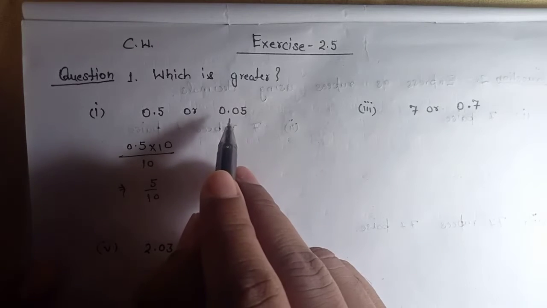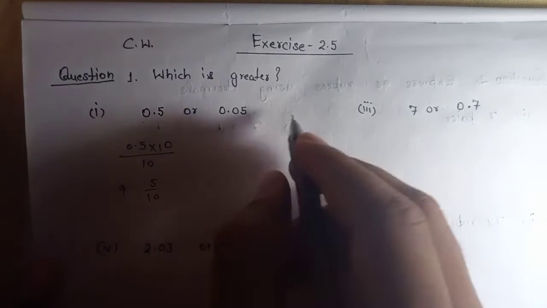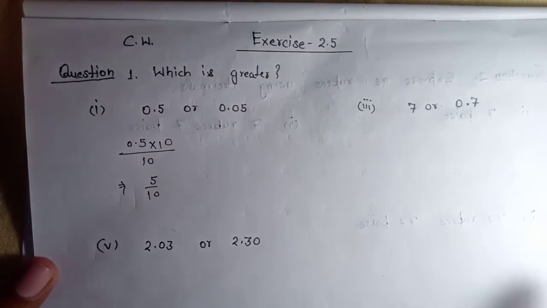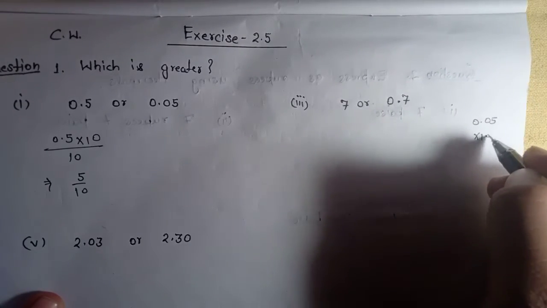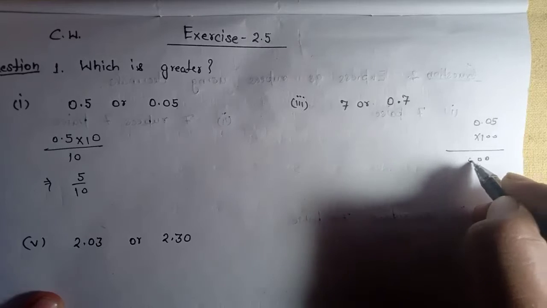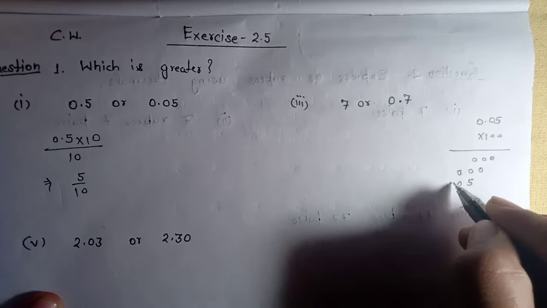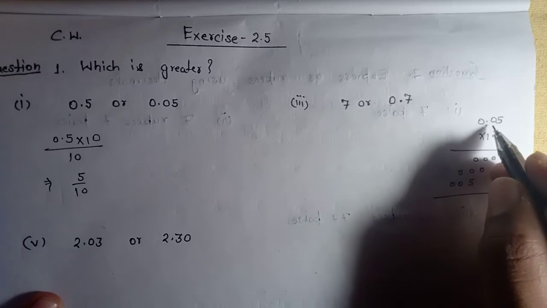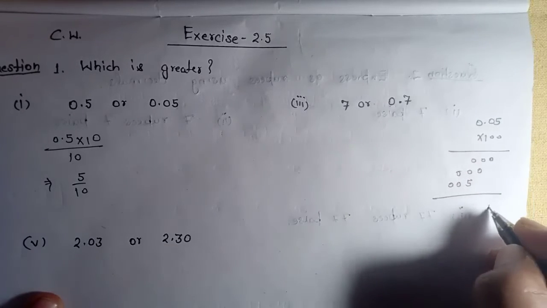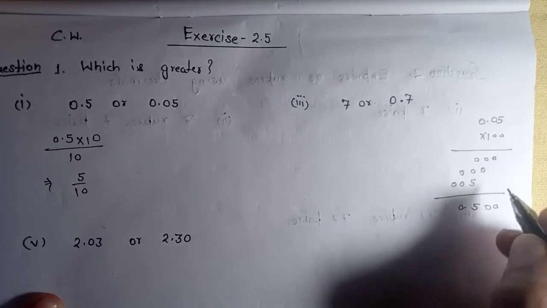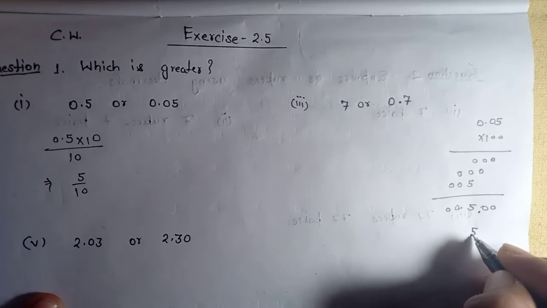And here you have to multiply 0.05 by 100 and divide 0.05 by 100. I can show you what we will get. 0.05 into 100, so this is 0, again 0, 1, 5, 0, 0. So there are two digits after the decimal point. So now place the decimal point here, and now it is 5.